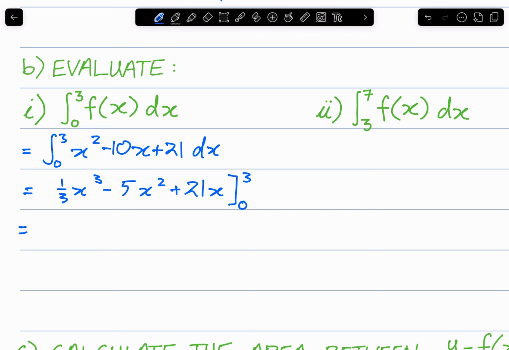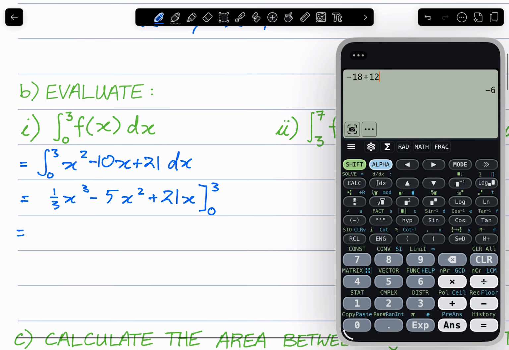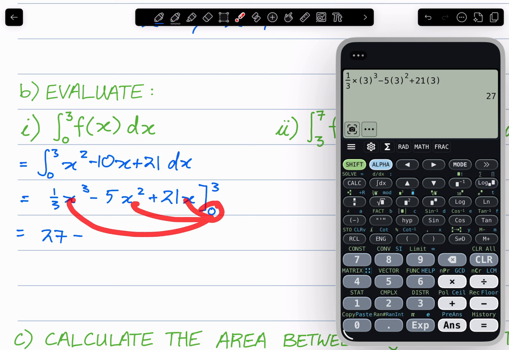Putting this into our calculator, substituting 3 first, so 1/3 times 3 cubed minus 5 times 3 squared plus 21 times 3, we get 27. I'm not even going to substitute it in my calculator for 0, because when we substitute 0 into x for each of these, we will get 0. This gives us 27.